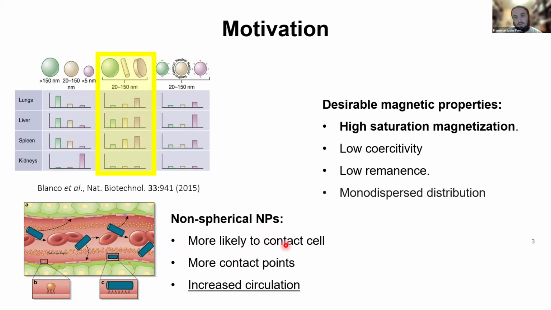Also, when synthesizing magnetic nanoparticles, it is always desirable to have the highest saturation magnetization possible, since in this way we can cause the same effect by applying a lower concentration of nanoparticles, and this reduces the toxicity of the treatment. It's also desirable to have low coercivity and remanence, and of course we want the size distribution to be as monodisperse as possible.